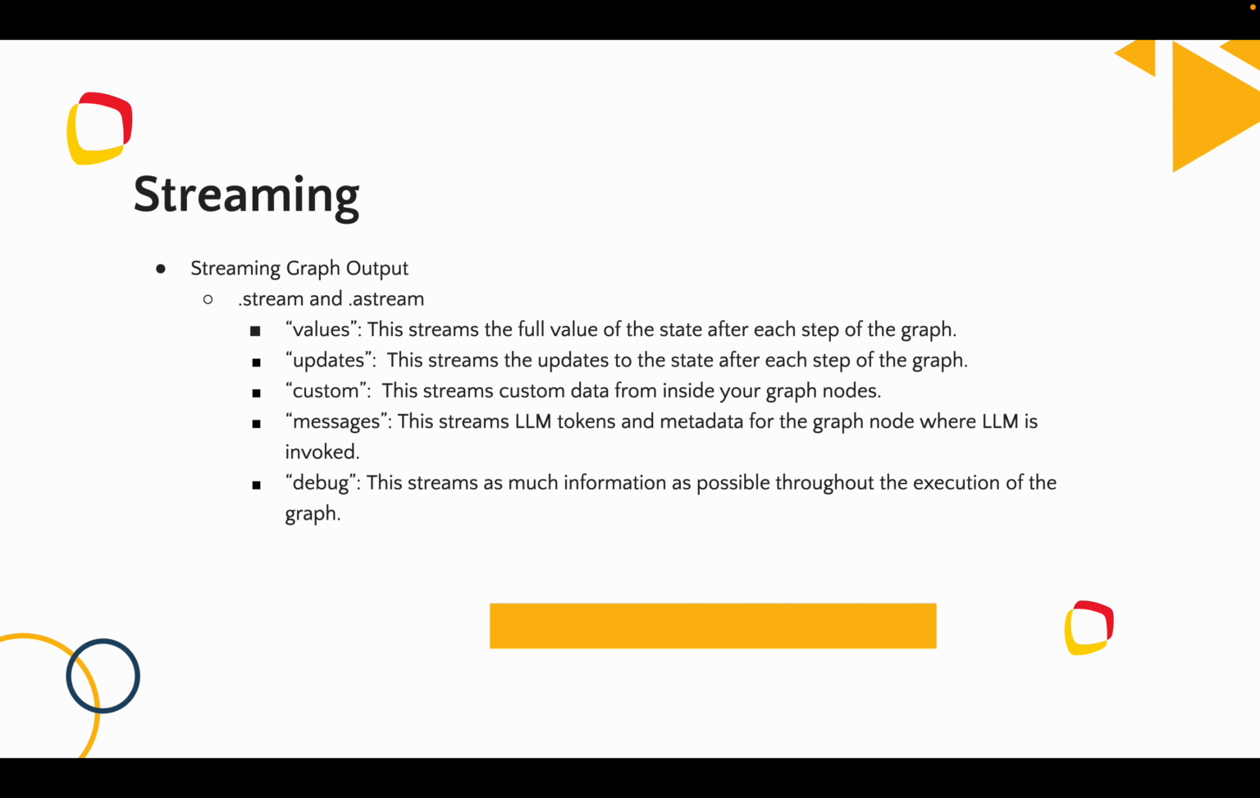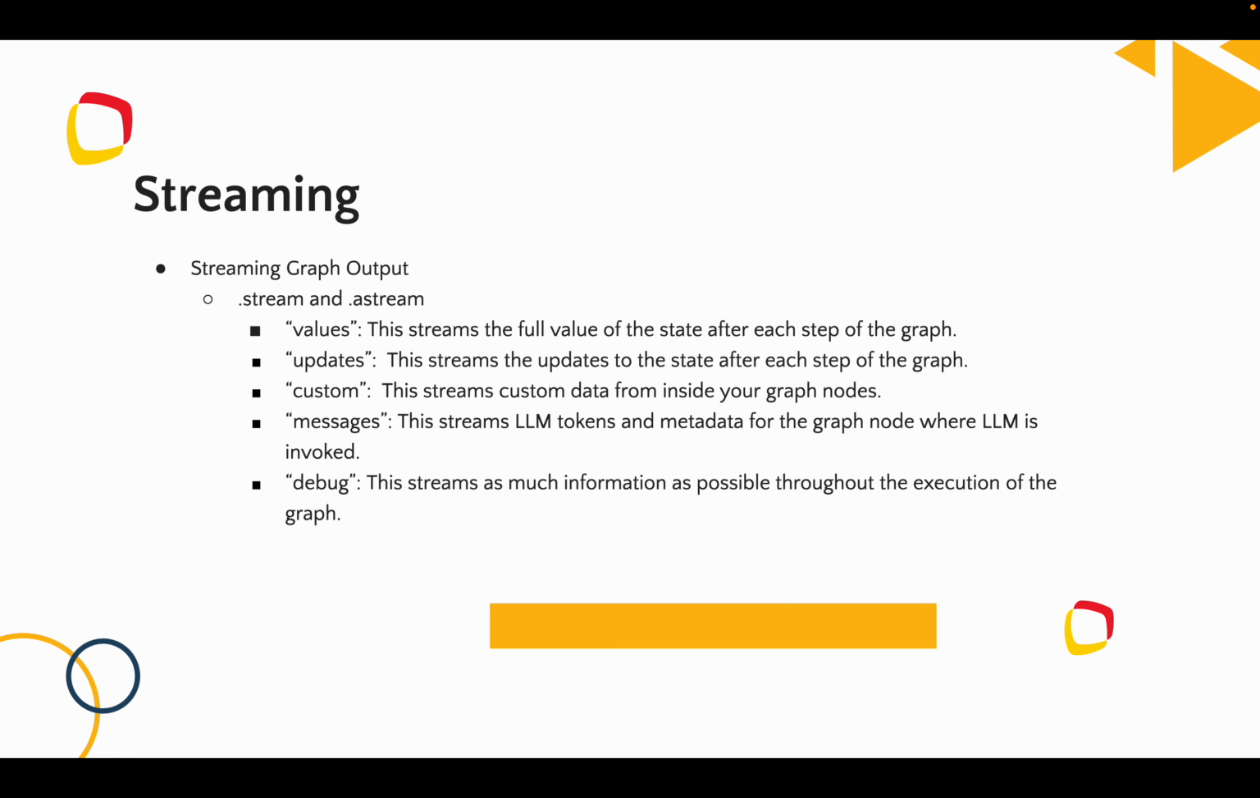LangGraph provides two methods for streaming. One is dot stream and the other one is astream. Dot stream is a synchronous process and dot astream is an asynchronous process, and it supports different modes also, the different stream modes.